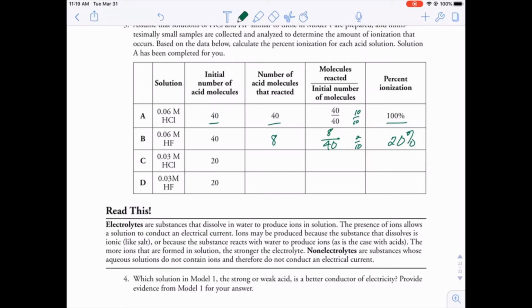If we have fewer acid molecules, so it's less concentrated, hydrochloric acid is still going to react at a rate of 100%. The hydrofluoric acid is still going to react at a rate of 20%, which is going to be 4 out of 20.